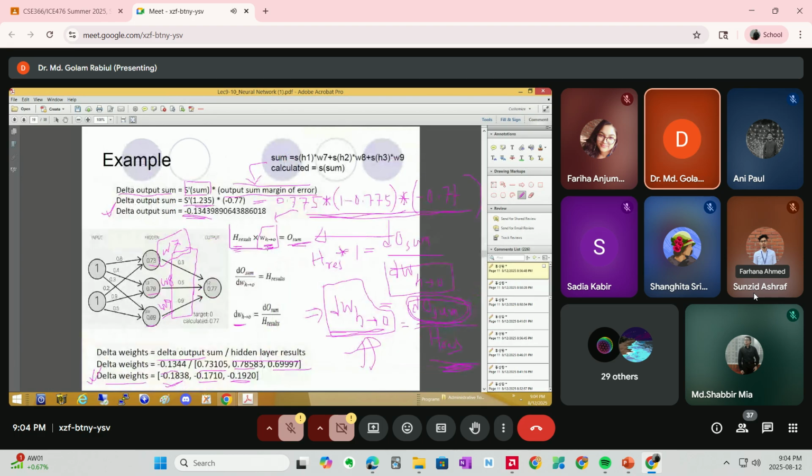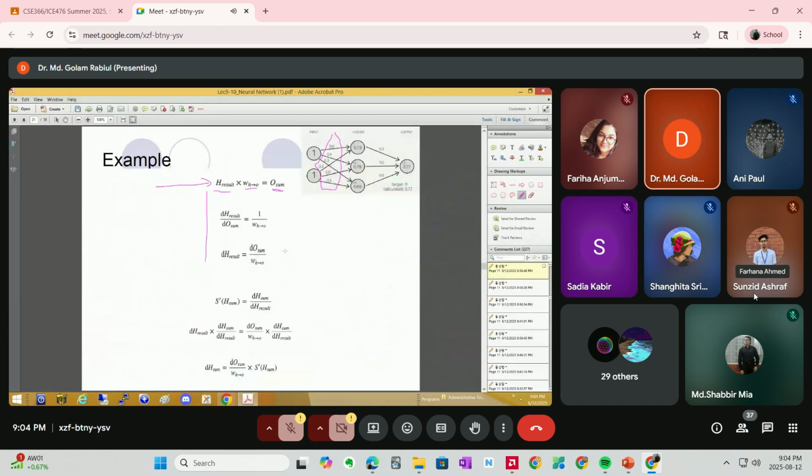Here, this one. Hidden layer results times W hidden to output layer weights equal output sum. So we have already utilized this one. So the same equation here. But previously we have taken the derivative of this equation with respect to W. But this time we want to take the derivative with respect to output sum. So take the derivative of this equation with respect to output sum.